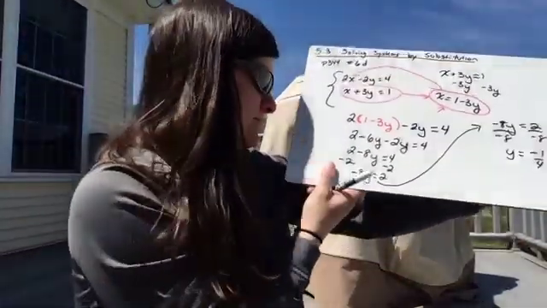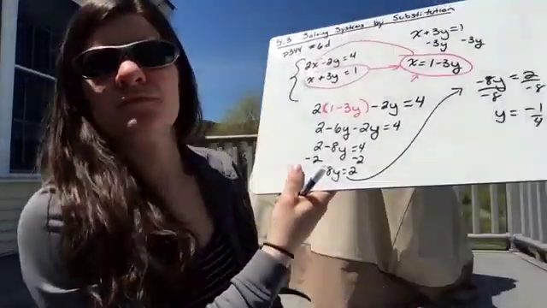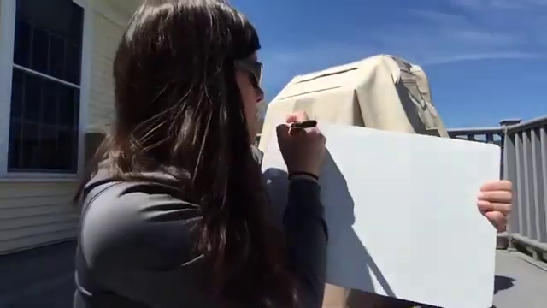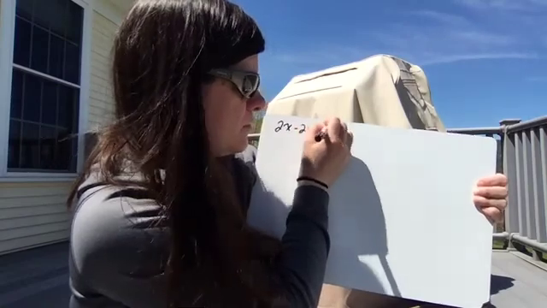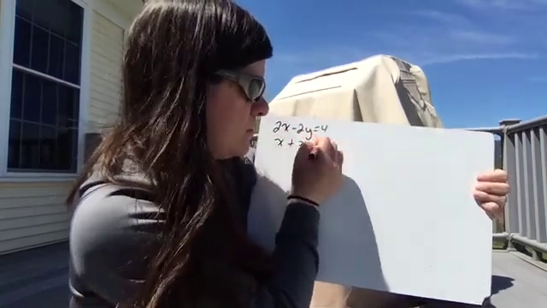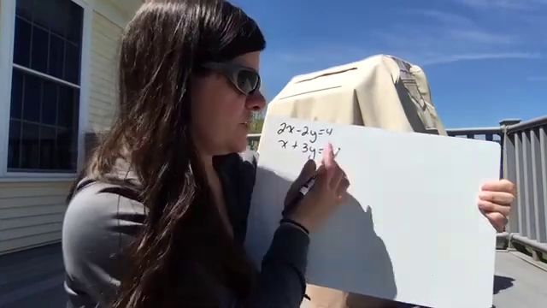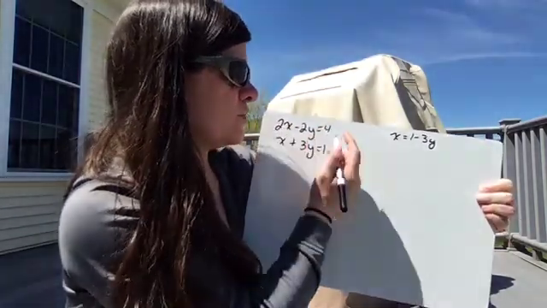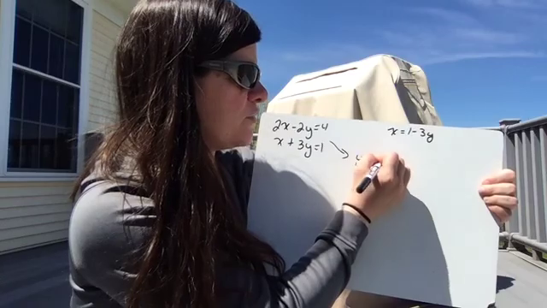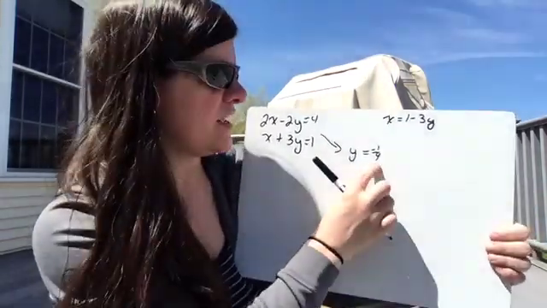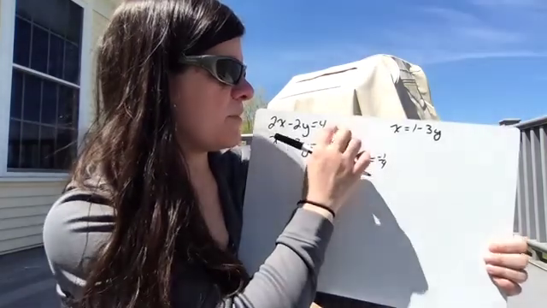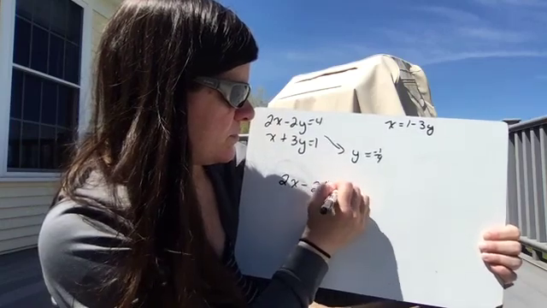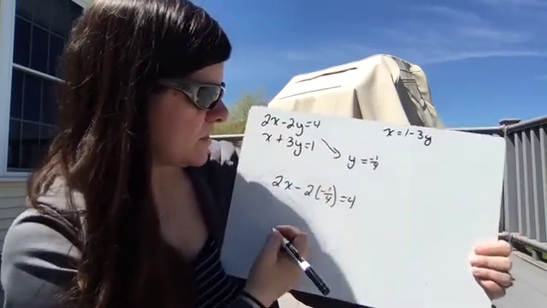So here are my original equations. We just changed this one to x equals 1 minus 3y, substituted that in here, and then when we solved it, we got y equals -1/4. So now I'm going to take my y equals -1/4 and put it back into my equation.